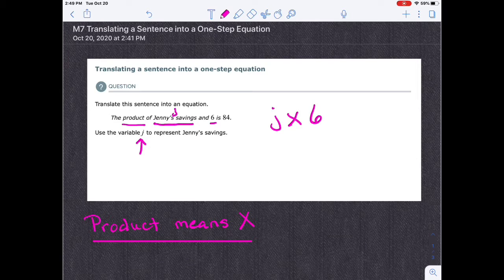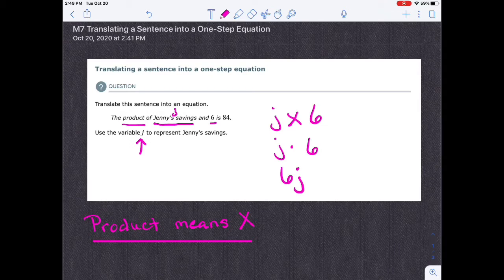There's different ways to write that. We could write it just the way I did that. We could write j times 6, or we could write 6j. That's just a common way to write multiplied things, numbers and letters. We just put them together without anything between them at all, and that means multiplication. So the product of Jenny's savings and 6 is 6j, or j times 6, however you want to write that.